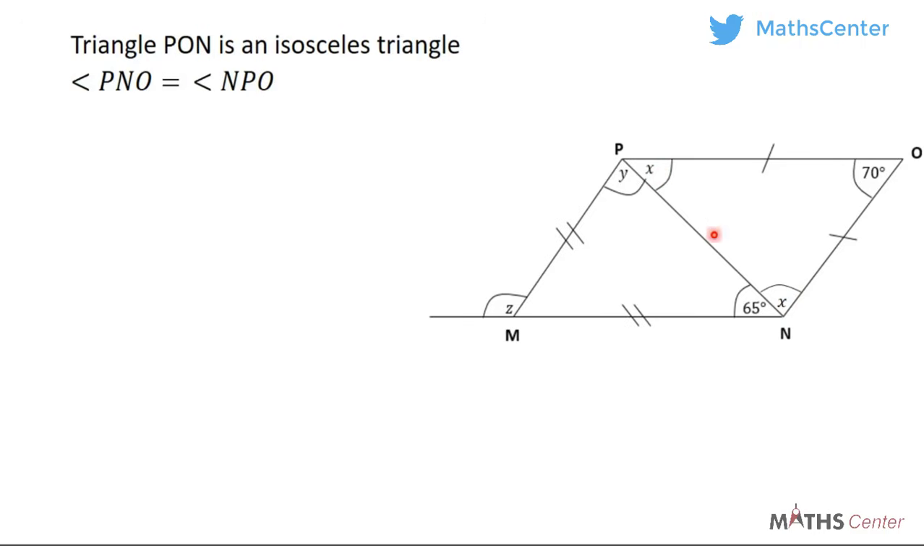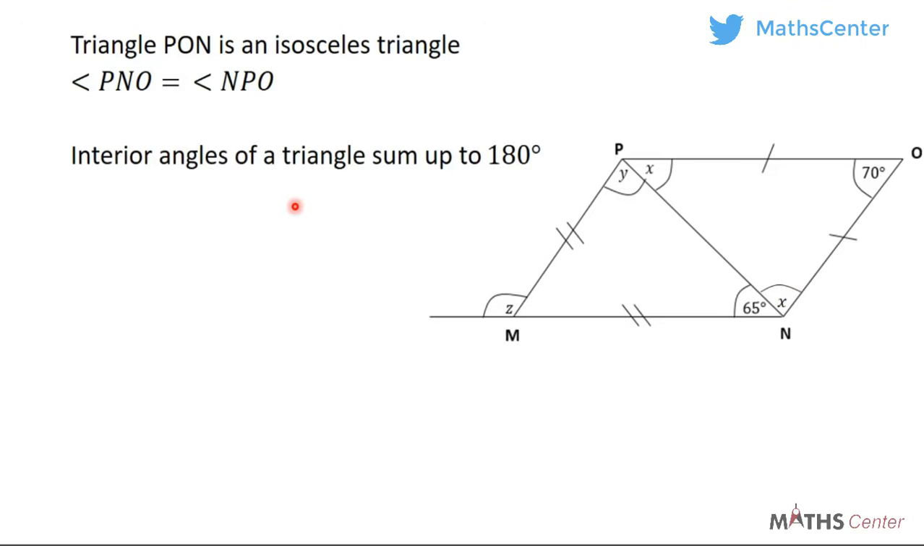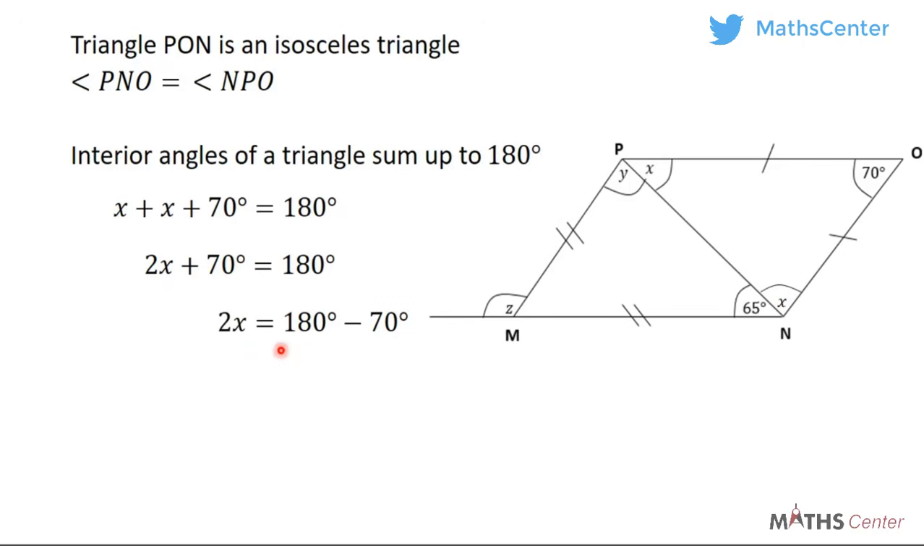So we have S here, we have S here, we have 70 degrees. PON is a triangle, so we can use the properties of interior angles of a triangle to find the value of S. We know that the interior angles of a triangle sum up to 180 degrees. What this means is that S plus S plus 70 degrees will give us 180 degrees. S plus S is 2S plus 70 degrees is equal to 180 degrees. We simplify this, we are getting 2S is equal to 110 degrees. You divide both sides by 2 and S is giving us 55 degrees. S is given as 55 degrees.